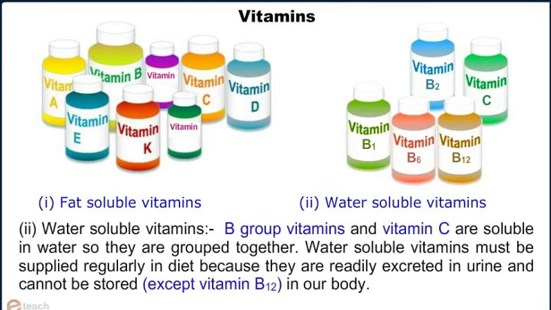Number 2, water soluble vitamins. B group vitamins and vitamin C are soluble in water, so they are grouped together. Water soluble vitamins must be supplied regularly in diet because they are readily excreted in urine and cannot be stored in our body. But there is an exception of vitamin B12.